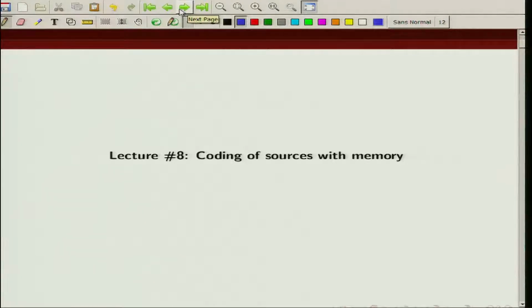Welcome to the course on an introduction to information theory. I am Adrish Banerjee. Today we are going to talk about how to do source compression for sources with memory.